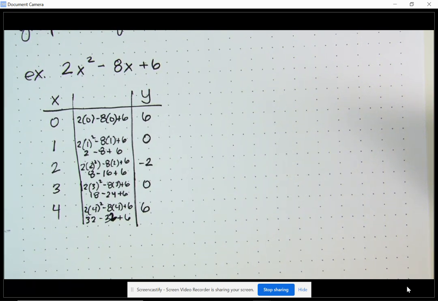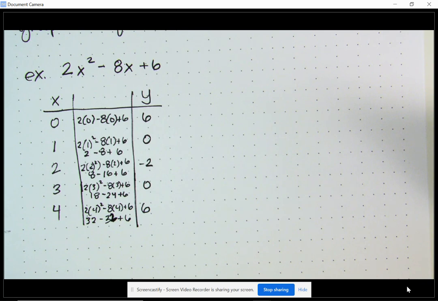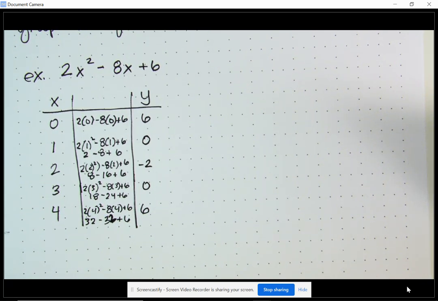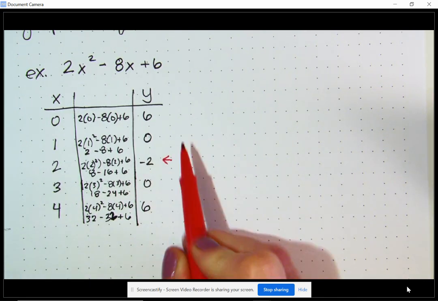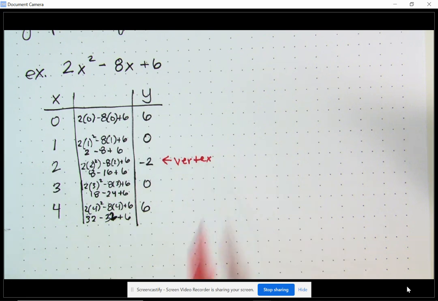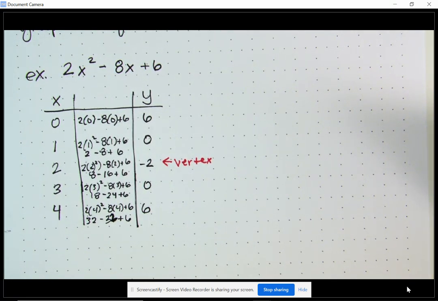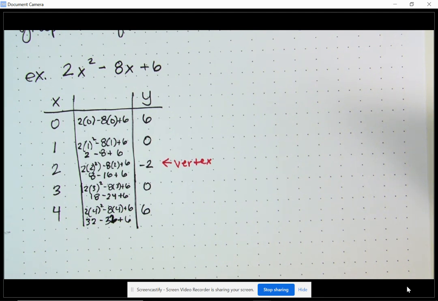Okay, now on your own, when you create a table, it might not always work out so perfect because I knew which x's to pick. And there are ways to figure out kind of how to start with the table. But sometimes you're just going to have to kind of guess and check and hope that you picked some good x's. So what we notice is, because this is my reflection, I know that this point here is going to be my vertex. And I'm just making some mental notes just kind of based on what I've seen in the last little section. So now we're going to go ahead and graph.